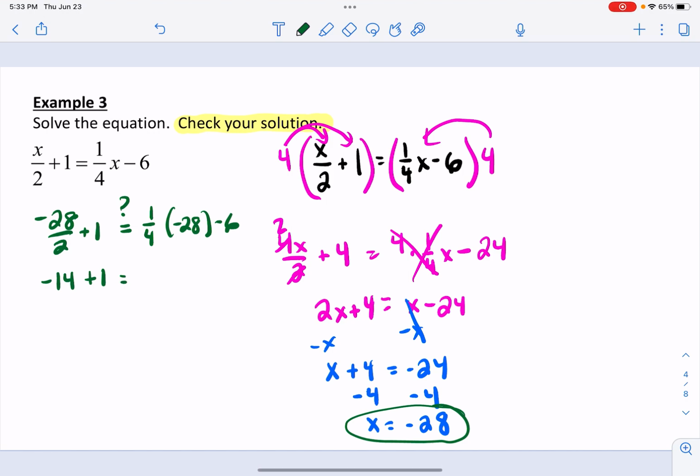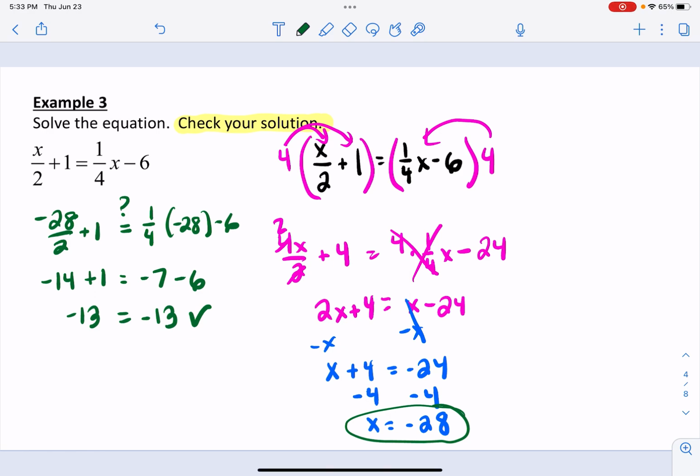Is that equal to 1/4 times negative 28? Well, that is a negative 7 minus 6. The left side equals a negative 13. The right side, I don't know why I don't have confidence in myself, equals a negative 13. So our answer works.